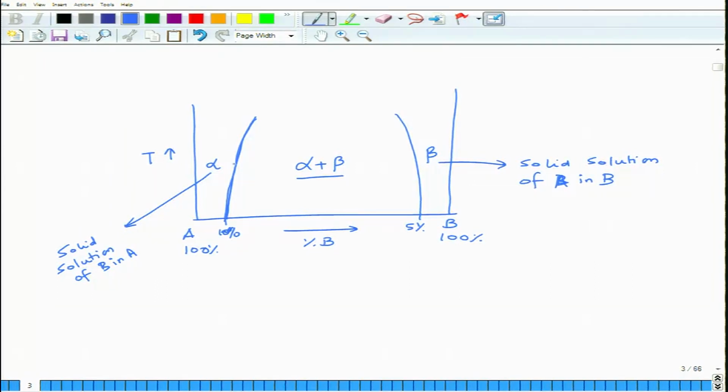If you add any more B to A, up to this point at a fixed temperature, let us say this is room temperature, if you keep adding B to A, it will remain in the structure of A up to this point. Beyond this point it will form beta phase. As soon as you cross this point, it will start converting into alpha plus beta, and this alpha plus beta will continue to remain in existence until you reach this point. The proportion of alpha and beta will change, which will be determined by the lever rule.